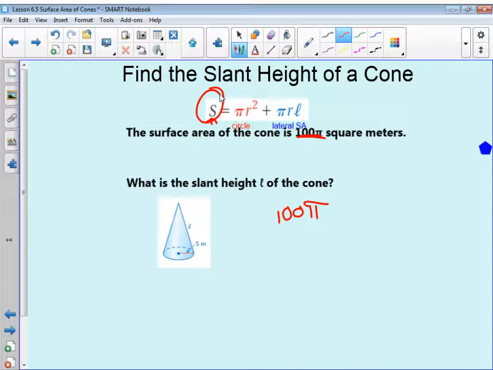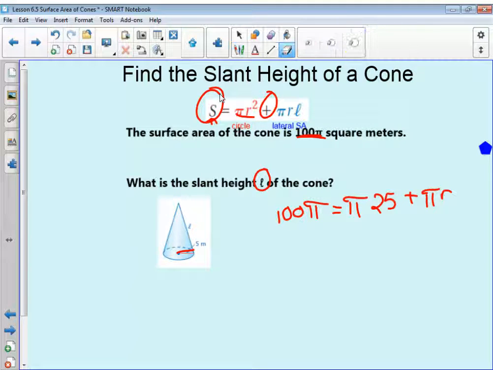They want us to find the slant height, or the L. Okay. So the rest of our formula is we have pi times radius squared. So 5 squared is 25. Then we have our plus sign. And we've got pi times radius, which the radius we know is 5. So pi times 5 times the slant.